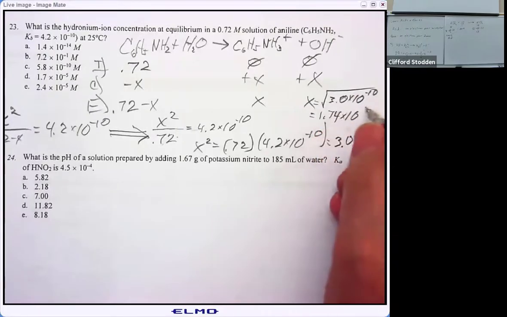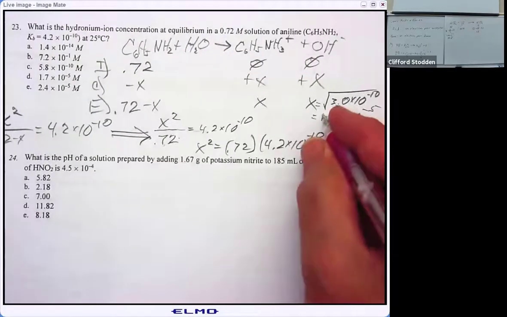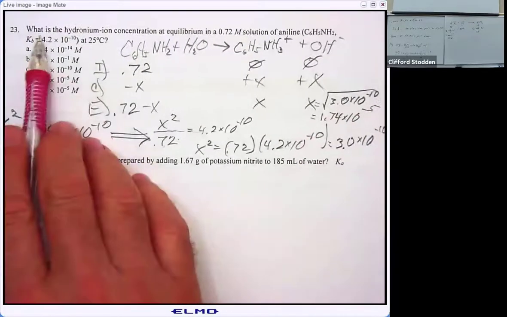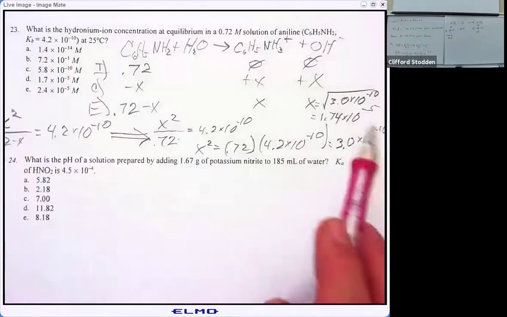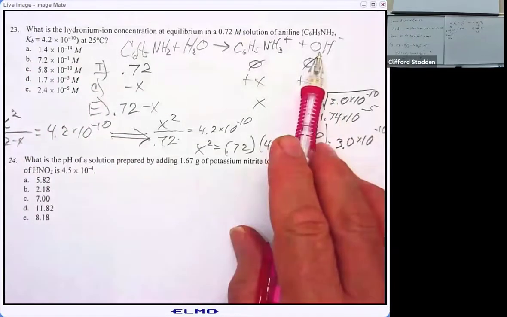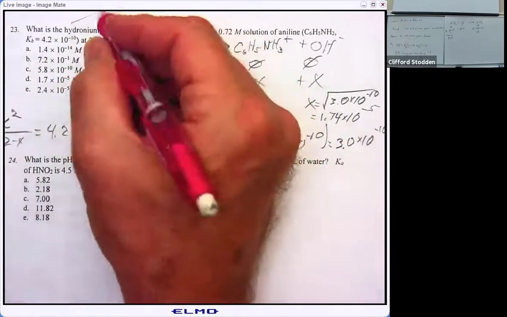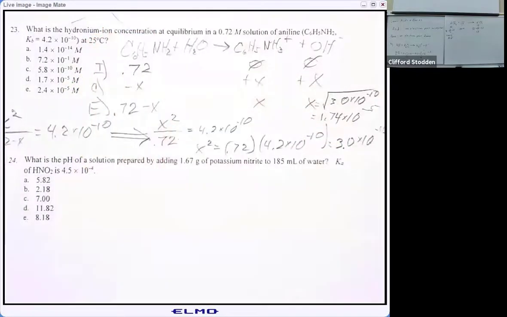Times 10 to the minus 5. Okay, now what the question is asking for is hydronium ion. This is hydroxide ion concentration. We're looking for H plus here. So we have to calculate H plus from that.